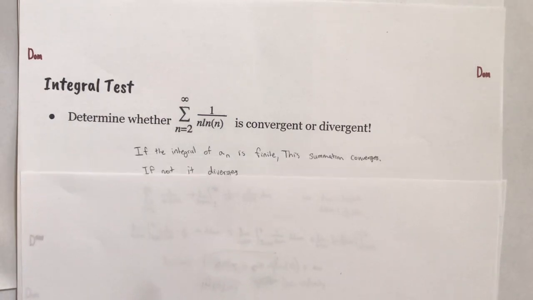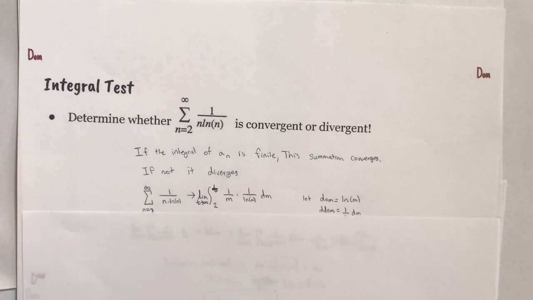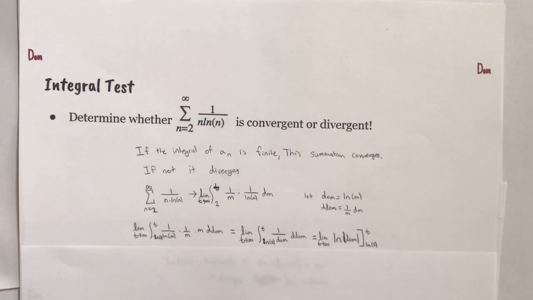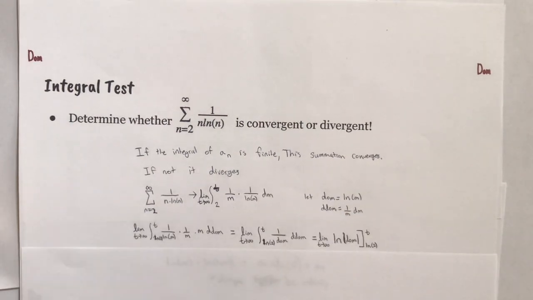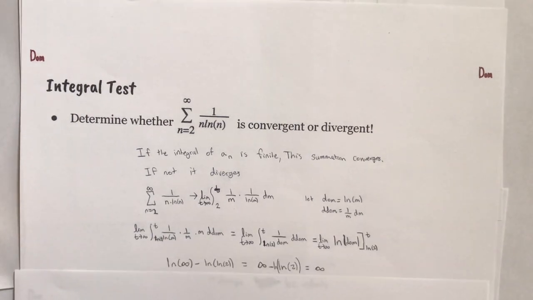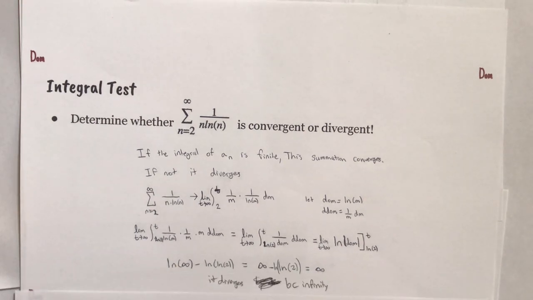So I turn it into this integral, 1 over m times 1 over ln m dm, and I just picked m as an arbitrary variable. Then we do a simple u-sub right here. When we solve that down and plug in the bounds, we end up getting infinity minus ln of ln 2, and that's just infinity, so we know by the integral test this whole guy diverges.